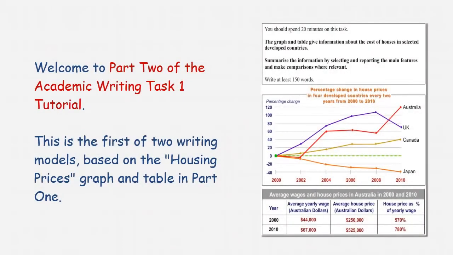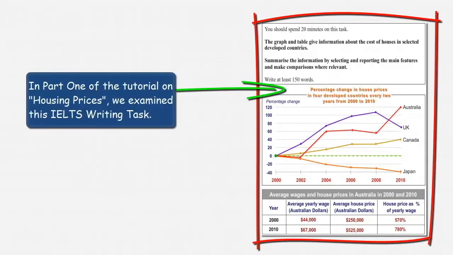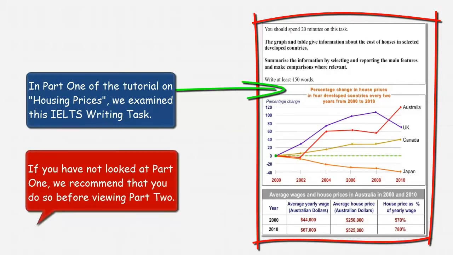Welcome to part 2 of the Academic Writing Task 1 tutorial. This is the first of two writing models based on the housing prices graph and table in part 1. In part 1 of the tutorial on housing prices, we examined this IELTS writing task. If you have not looked at part 1, we recommend that you do so before viewing part 2.